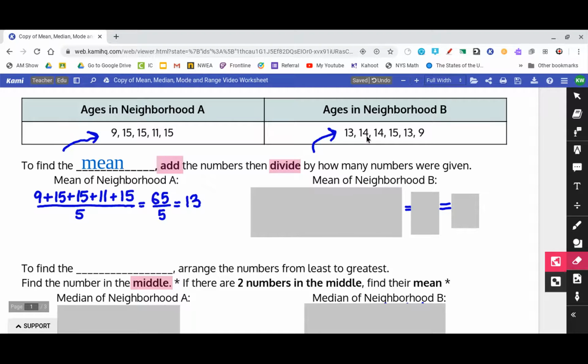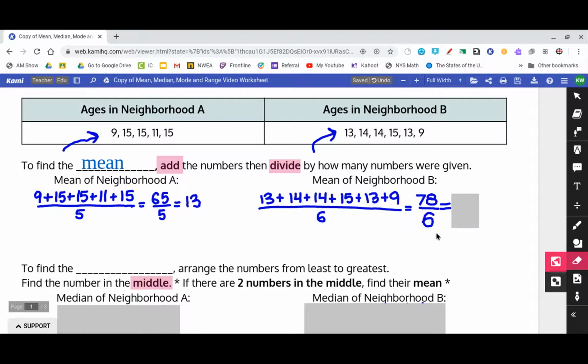For neighborhood B, here are the numbers you're going to add together, and since there are 6 numbers, you're going to divide by 6. If you add the numbers in the numerator together, you get 78. So you're really doing 78 divided by 6, which is also 13.